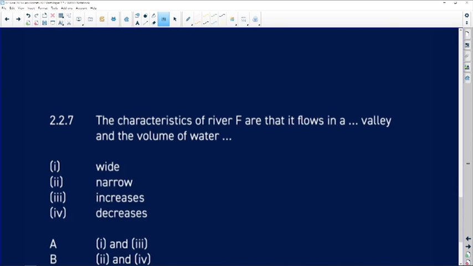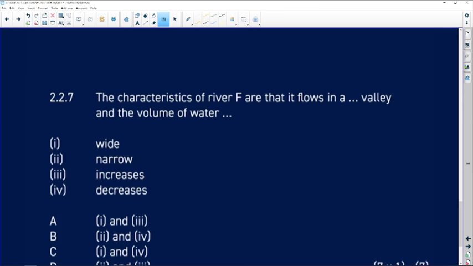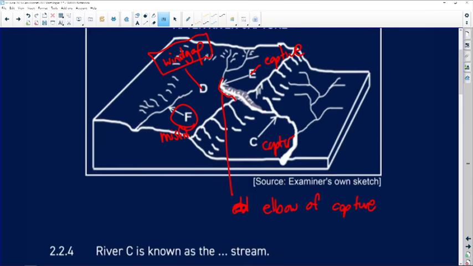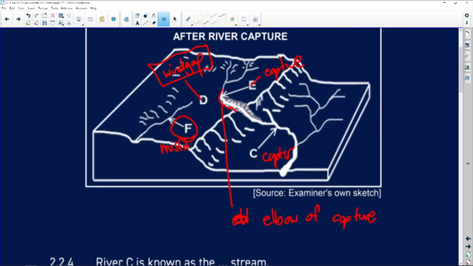Okay, our last question, 2.2.7. The characteristics of River F are that it flows inside what type of valley, a wider or narrow valley, and the volume of water will increase or decrease. So the valley will be wider because river capture is taking place, and we can also mention that there's going to be a decrease. Now if you quickly go back at F, as you can see, keep in mind the water has been stolen over here. So eventually what's going to happen with this stream? It's probably going to turn into a non-perennial river.